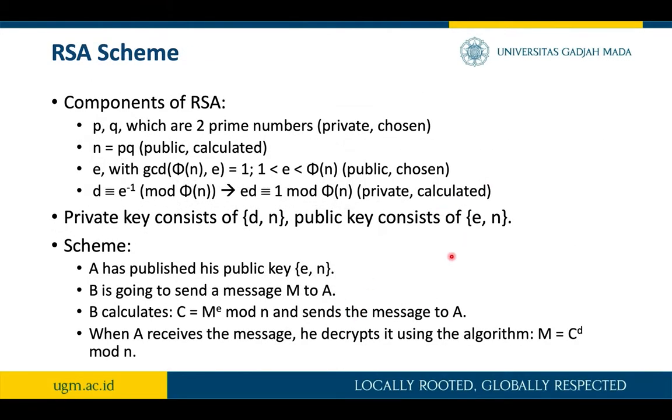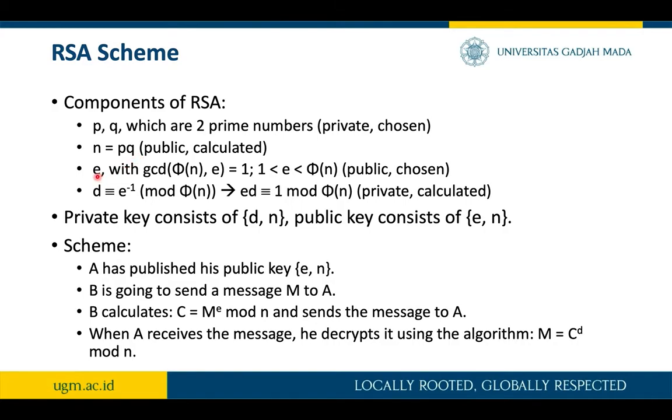Okay, so we will see here the RSA scheme. The components here are p and q, two prime numbers. They are private and chosen. Then from p and q, we calculate n. n here is the multiplication of p and q, and this is public. So p itself is private, q is private, but n as the multiplication of p and q is public.